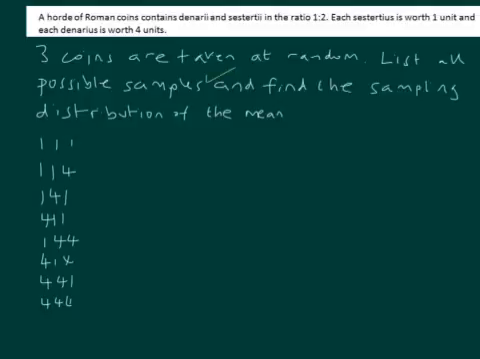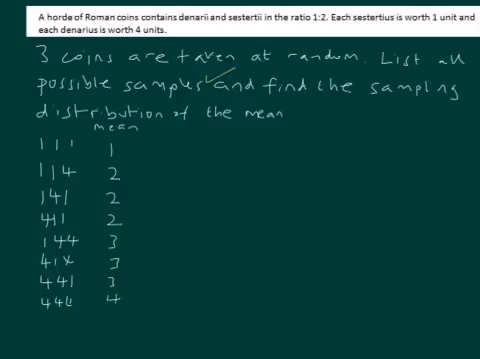Then we need to find the sampling distribution of the mean. So let's find the mean of 1, 1 and 1, and that's 1. 1, 4 and 1, that's 2. 1, 1 and 4, that's 2. 4, 1 and 1, that's 2. 1, 4 and 4, add them up and divide by 3, that's 3. 4, 4 and 1, that's 9 divided by 3 is 3, and that one's 4.